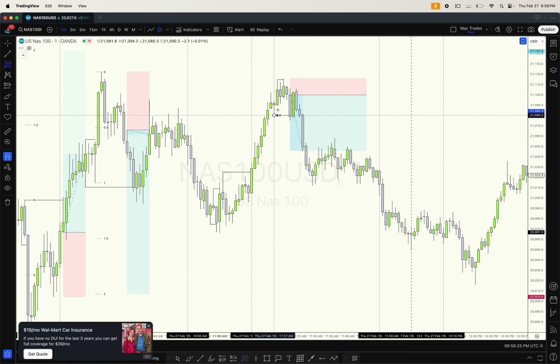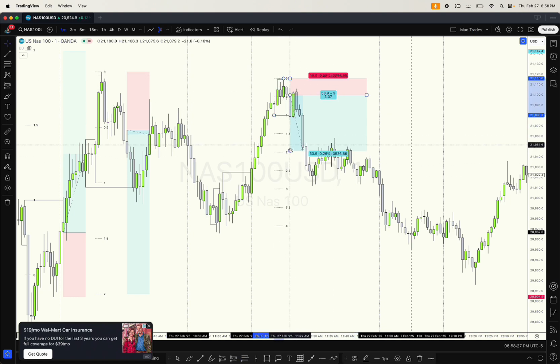Select our target. And we can see this was a quick in and out position. These are the positions that I like.